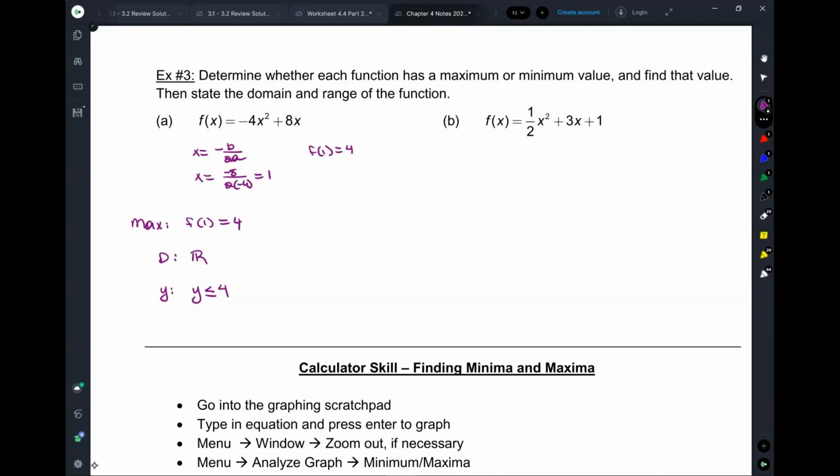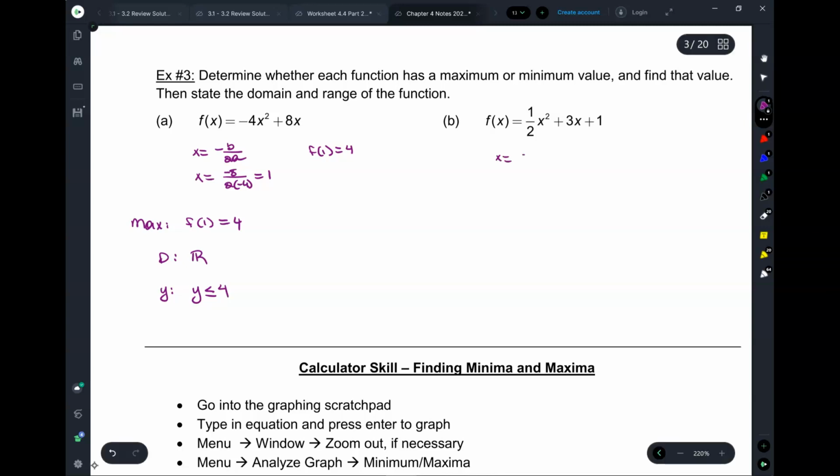Go ahead and do the next one, please, while I answer this question. Where did the 4 come from? We plugged 1 into here. Negative 4 times 1 plus 8 times 1.